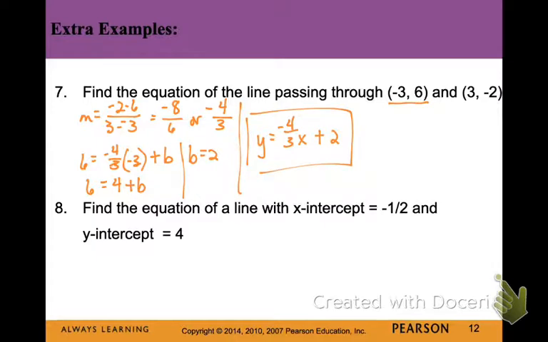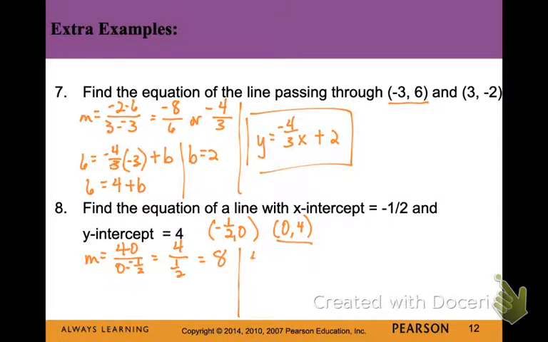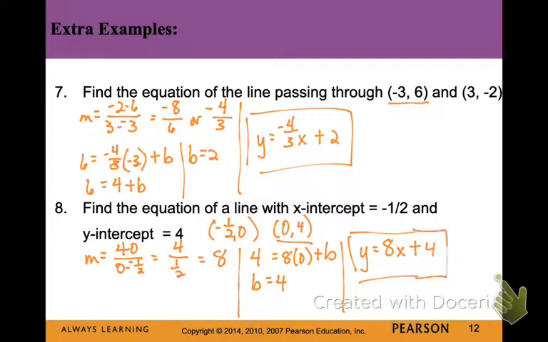Now number 8, let's find the equation of a line with the given x and y intercepts. I'm going to write those in terms of points, because if I have 2 points, then I can find the slope. And so I do my difference in y's over my difference in x's, and my slope is 8. Now I go ahead and plug in this second point, but if I would have been heads up, I would have realized that I already knew the y-intercept, and I could have just jumped right to writing the equation. But I didn't, so I just solved, and I now know that my y-intercept is 4. So the equation of the line is y equals 8x plus 4.